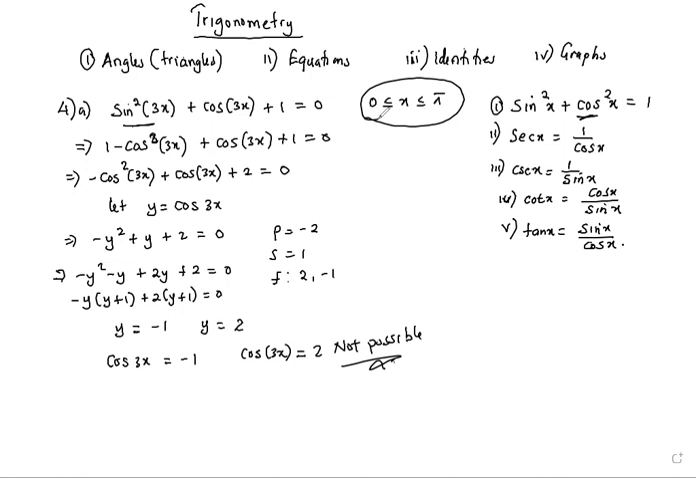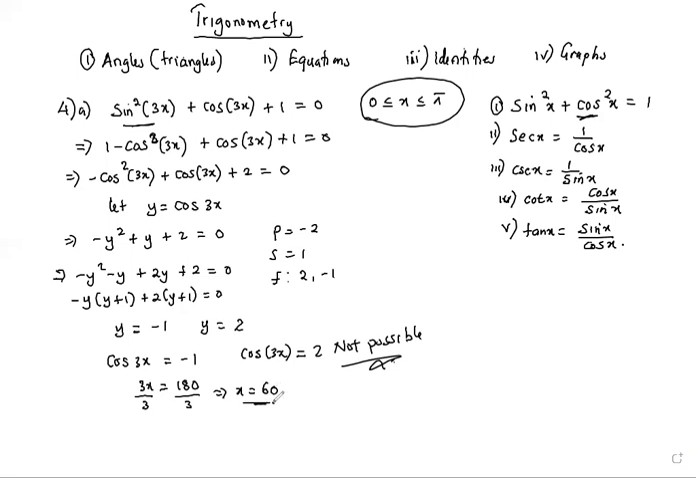So if we look at the second, you just need to know which angle gives you negative 1 for cos. So cos 180 itself is the one that gives us negative 1. So we say 3x is equal to 180. Then divide by 3. So x is equal to 60.